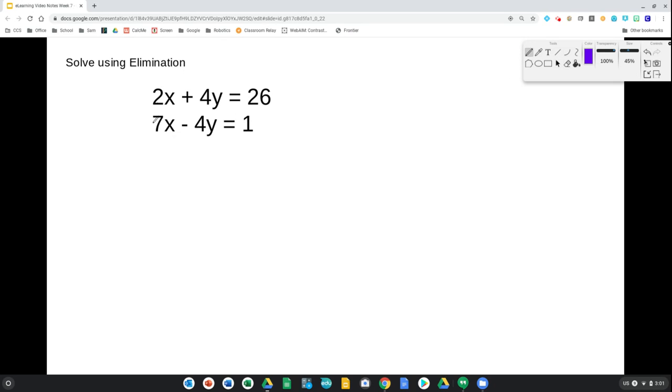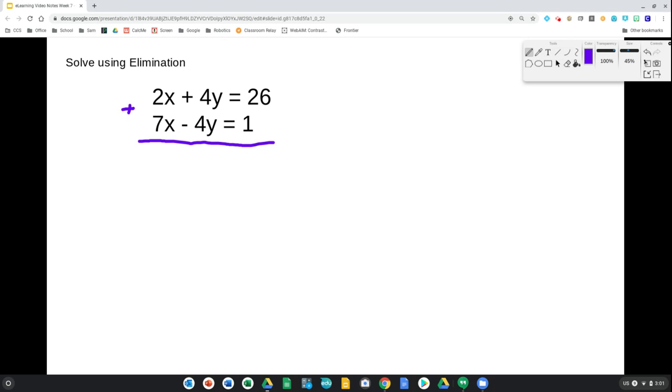When we look at these first two equations, this is our normal system of equations that we've been solving. But instead of trying substitution or graphing, we're going to combine these two equations together. In this case, if we add the x's, add the y's, add the numbers, the y's are going to disappear because 4y minus 4y is 0. So the y's get eliminated.